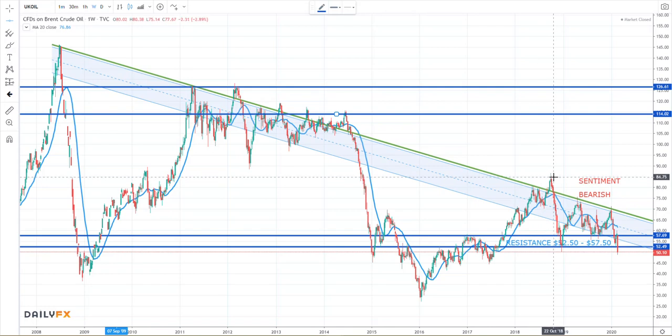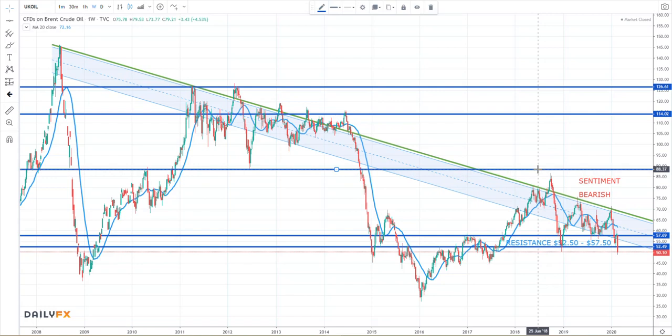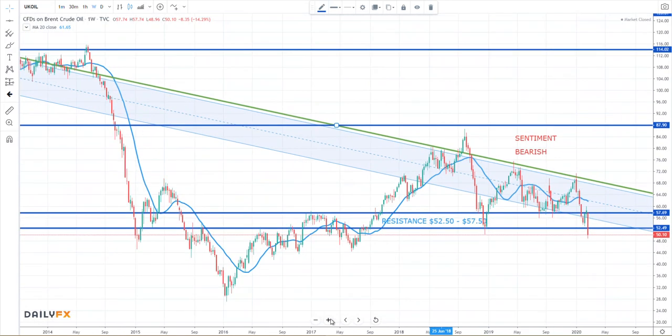In 2018 was the highest crude oil had been in a while, but we see it rejected at that previous resistance line. Look how this line goes all the way back to 2008. So $87 a barrel or so. Price closed above it, then below it, then above it. Couldn't go beyond. And so now we see that price had moved into this zone here between $52.50 and $57.50 per barrel.